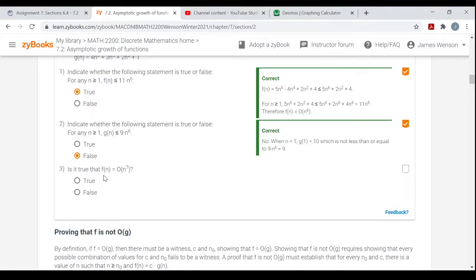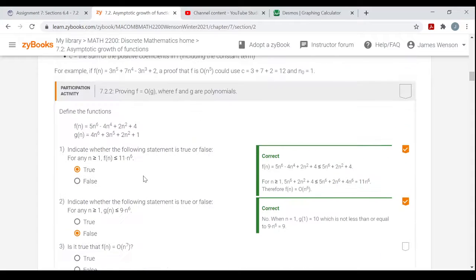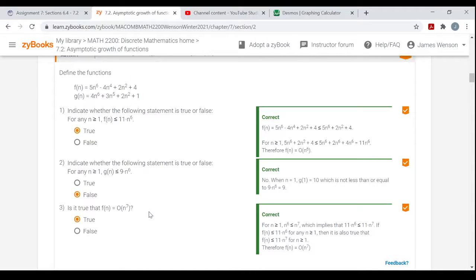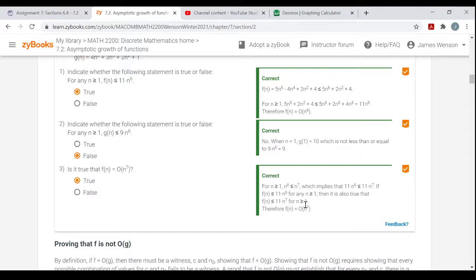Is it true that f of n is O of n to the 7th? Well, yeah, this is a 6th degree polynomial, right? A 7th degree polynomial is definitely going to be eventually larger than a 6th degree. So yes. And again, you could just use 11 and 1 there.